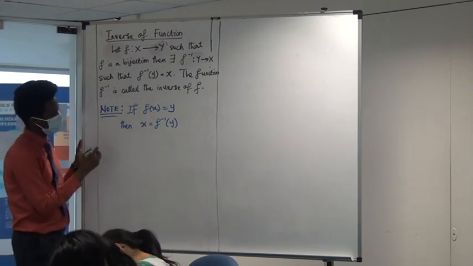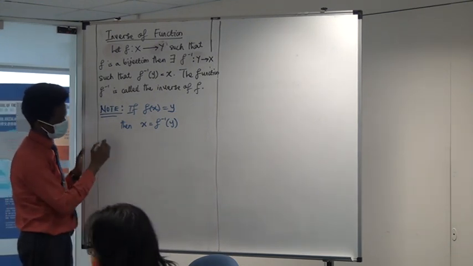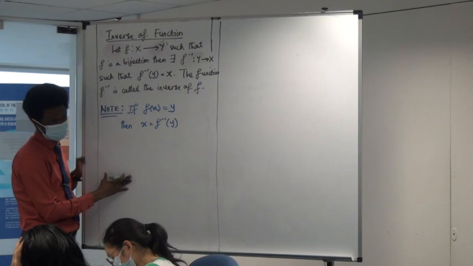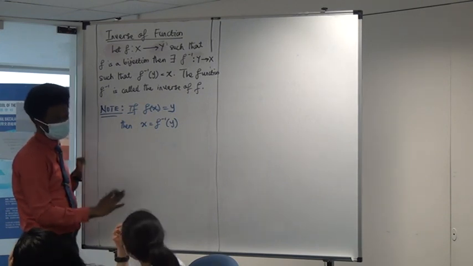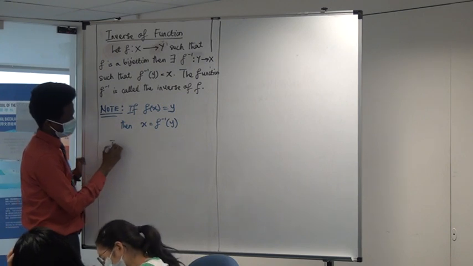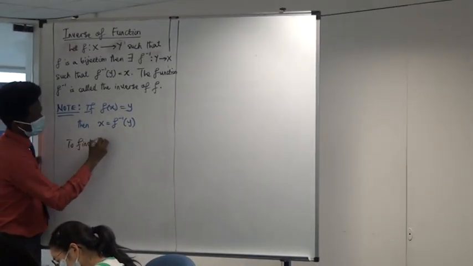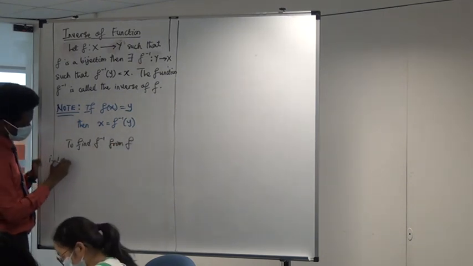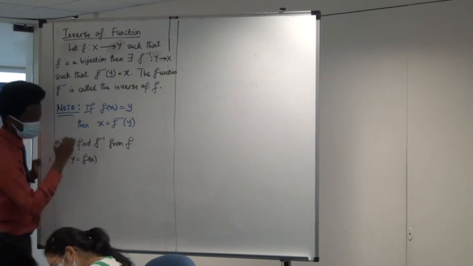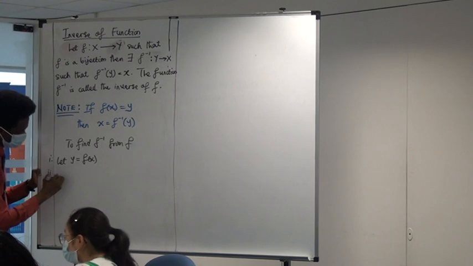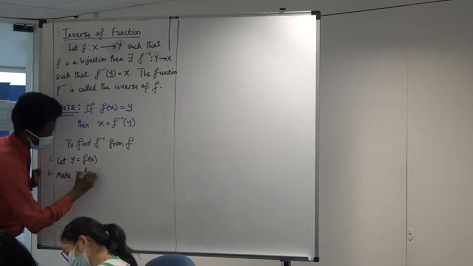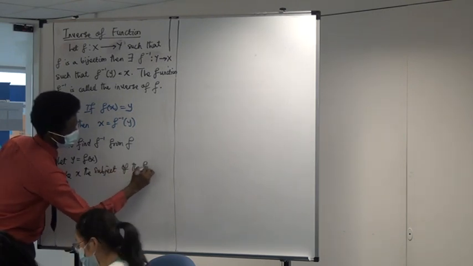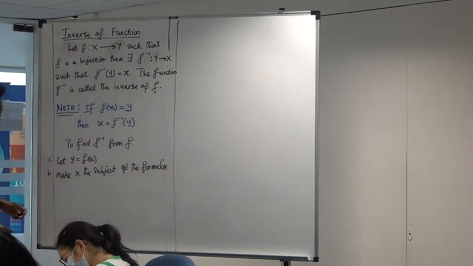Anyways, to find the inverse of a function, you follow the following steps. I'm repeating this for those that were not my student last year. If you were my student, this is the same step I gave you last year. To find f inverse from f, the first step: let y be f of x. Change f of x to y. The second step is make x the subject of the formula. We'll discuss that in a bit.